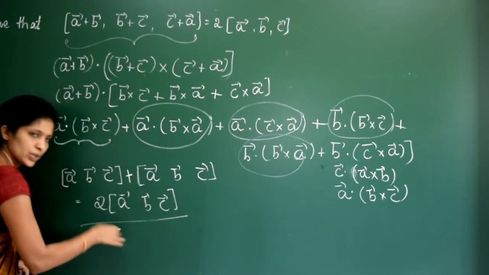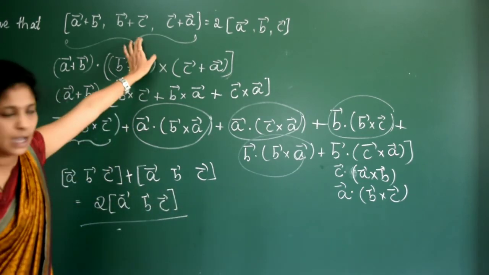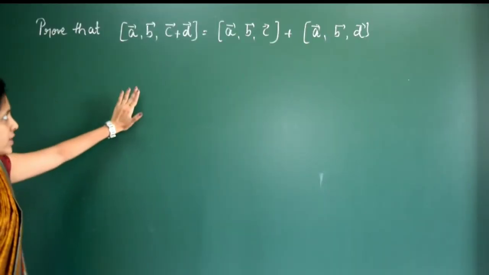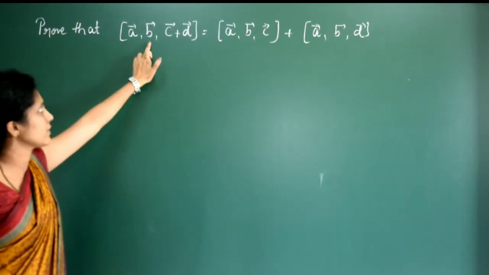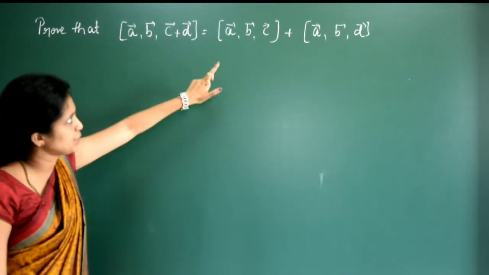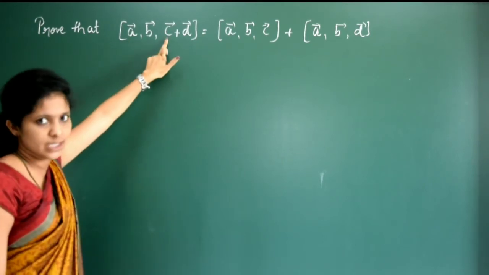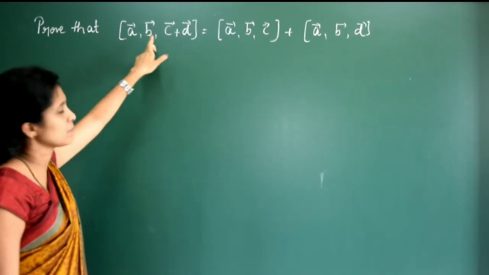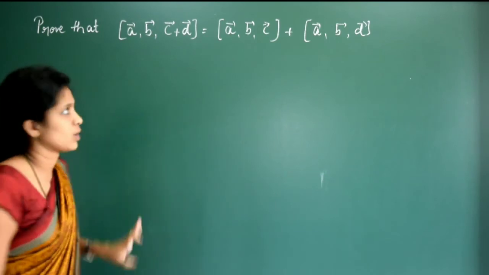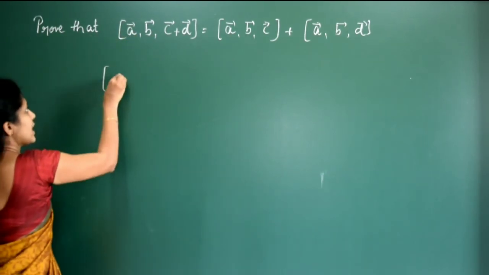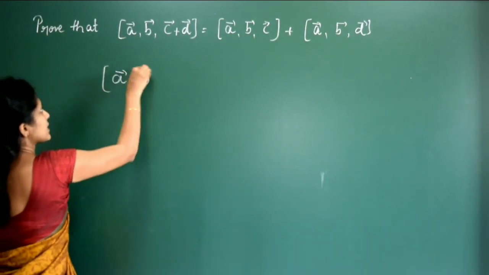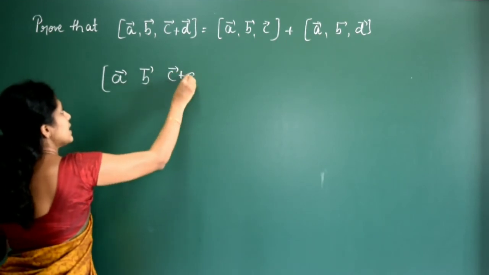Actually this is not important, okay. Just remember this result. This is also another important result: A vector B vector (C vector plus D vector) can be written as A vector B vector C vector plus A vector B vector D vector. Okay, we'll consider this. First A vector B vector (C vector plus D vector).